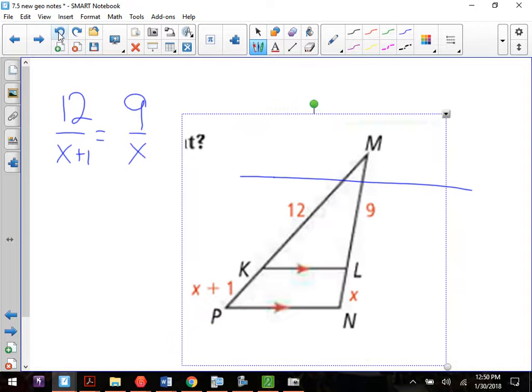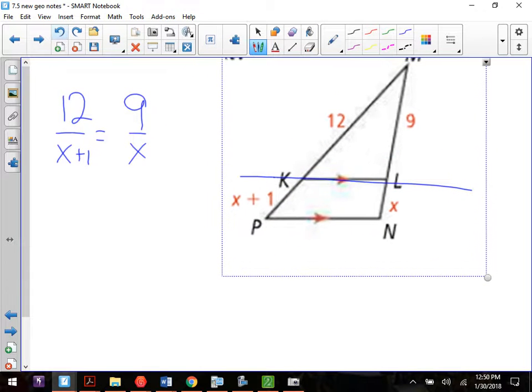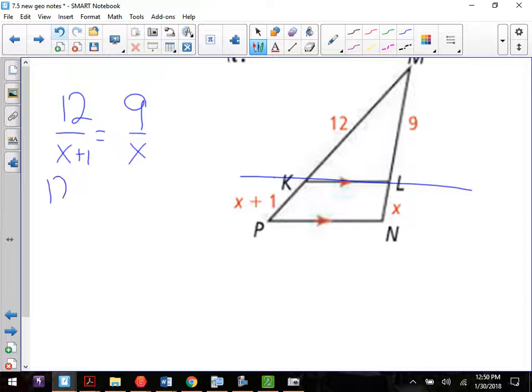Okay. Cross multiply. 12x equals 9x plus 9. Are you guys okay with me skipping the distributive property there? Not skipping it, but not writing it out. You guys okay with that? Subtract the 9x.